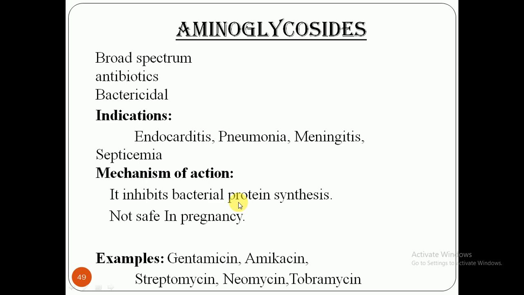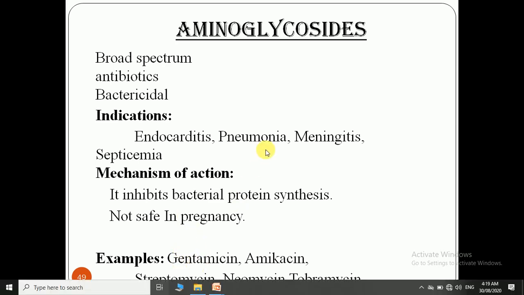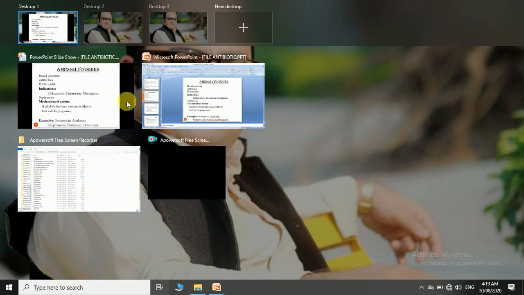Aminoglycosides include gentamicin, amikacin, streptomycin, neomycin, and tobramycin. So all these antibiotic drugs belong to aminoglycosides.